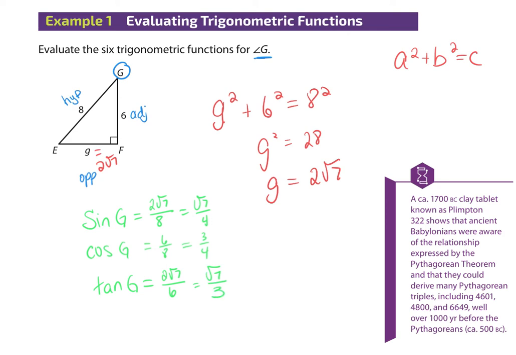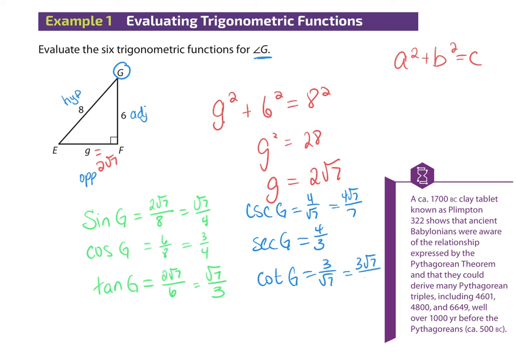All right. To find the other three, flip them, right? So for cosecant, I'm going to say 4 over square root of 7. Rationalize it. That's going to be 4 square root of 7 over 7. Secant, flip it, 4/3. Cotangent, flip it, 3 over square root of 7. Rationalize it, 3 square root of 7 over 7. Right? So, very simple.